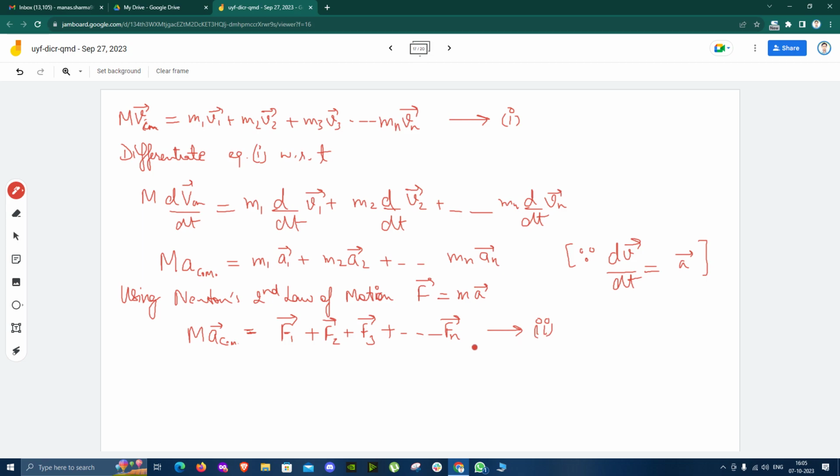Now these F1, F2, F3 are what? They are actually the external forces acting on the particles individually. Let's say there is a force acting on the particles. So F1 is the external force acting on the particle M1, and F2 is the external force acting on the particle M2, and so on. So external forces on M1, M2, Mn respectively.